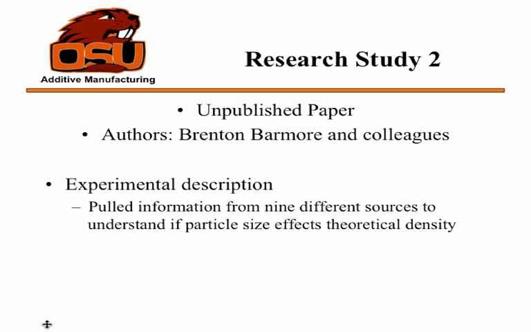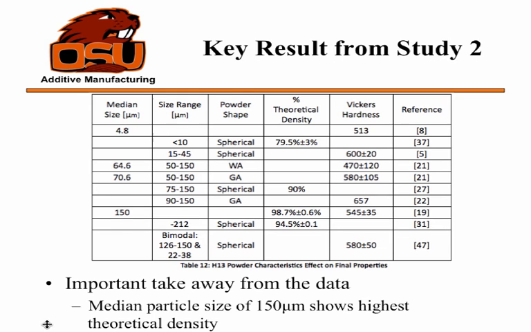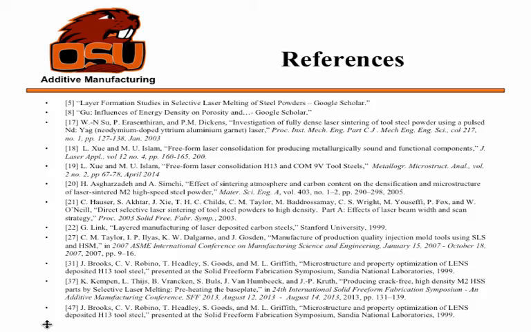The next research study, the experimental description, is just pulling information, this time from 9 different sources, to understand if particle size affects the theoretical density. So this is an unfinished table that has kind of a good representation that can show you that the median particle size of 100 micron or 150 micron shows the highest theoretical density. There's my references.